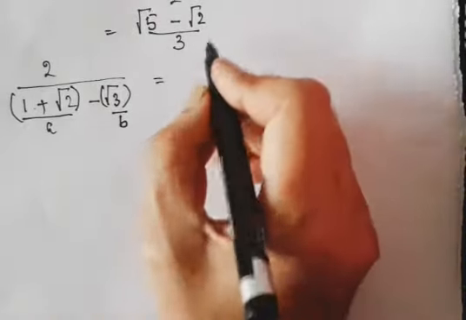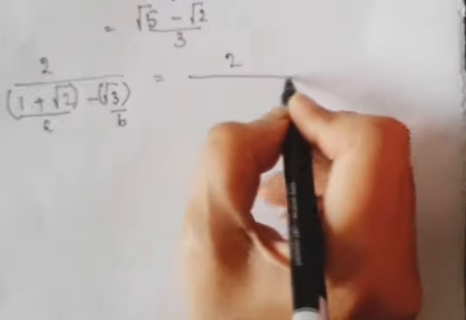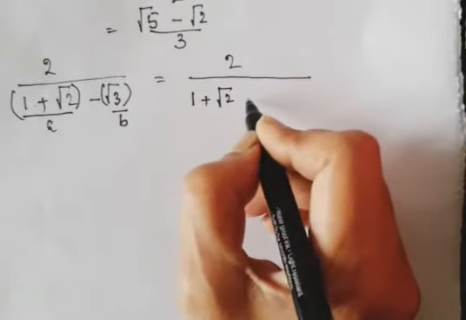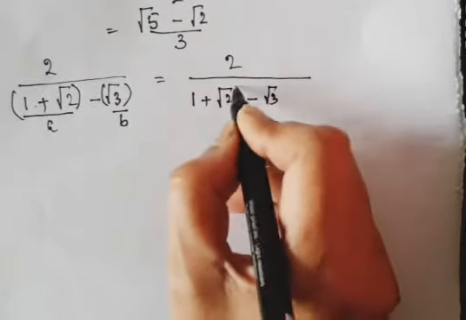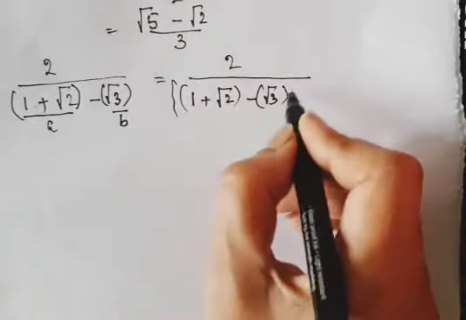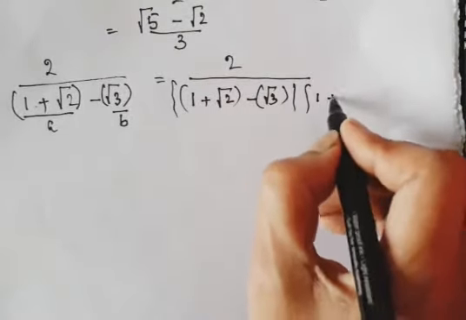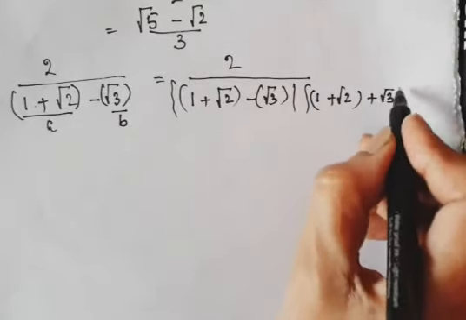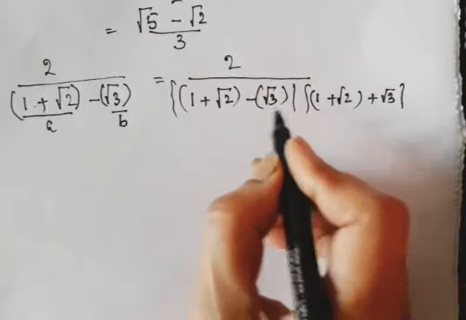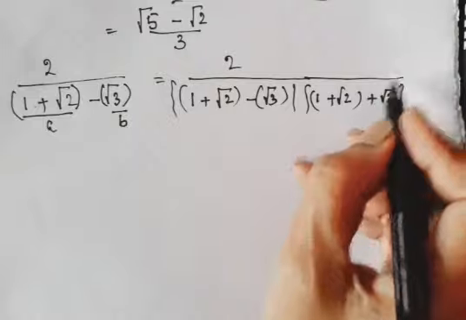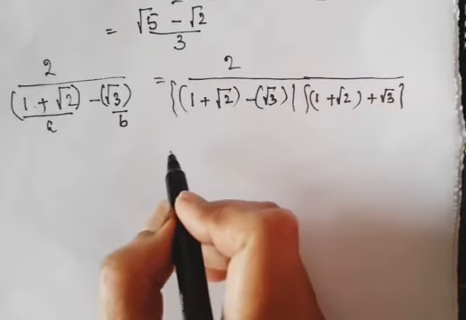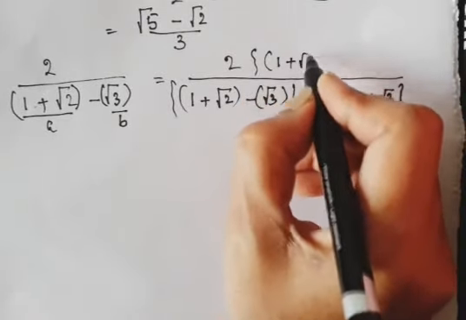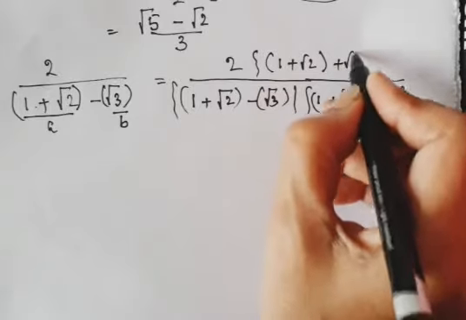So now I am going to multiply the rationalizing factor to the denominator. The denominator is 1 plus root 2 minus root 3. So we have to multiply 1 plus root 2 plus root 3. Now you see here a minus b, a plus b, and the same we have to multiply in the numerator part. So let us multiply now: 1 plus root 2 plus root 3.